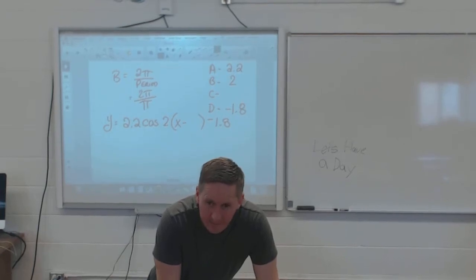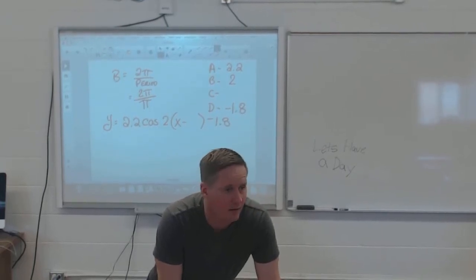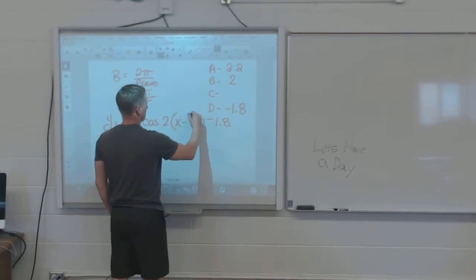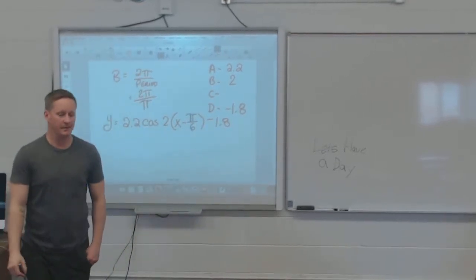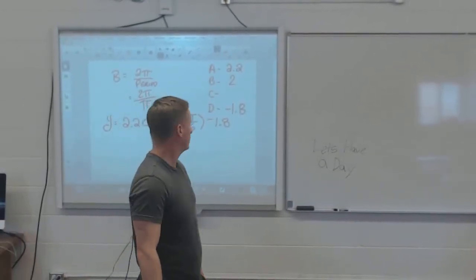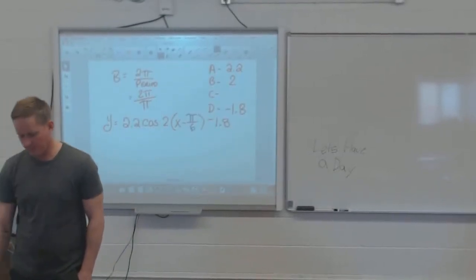You said 16 is 8. Oh, you thought that was 8? Oh, I see. Yeah, that makes sense. Okay, so what is this value right here? Pi over 6. Okay, you know how I get that? Yeah? Okay.